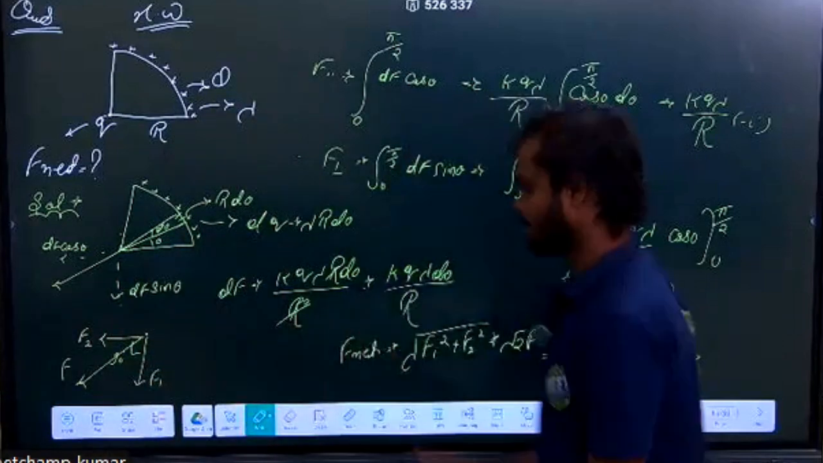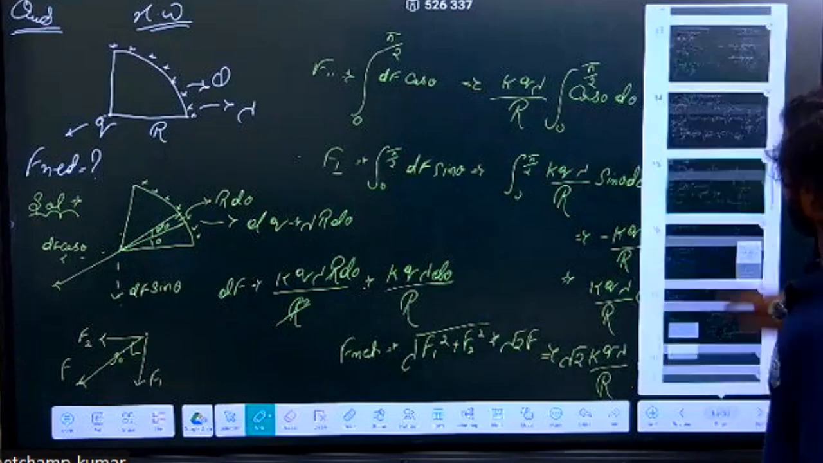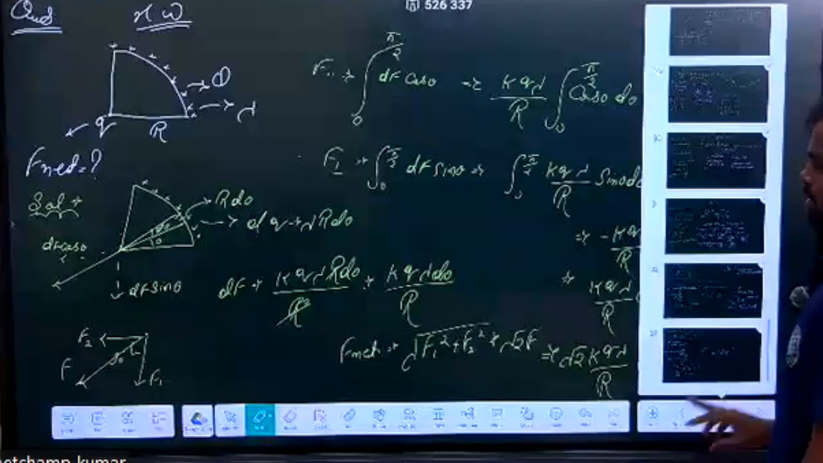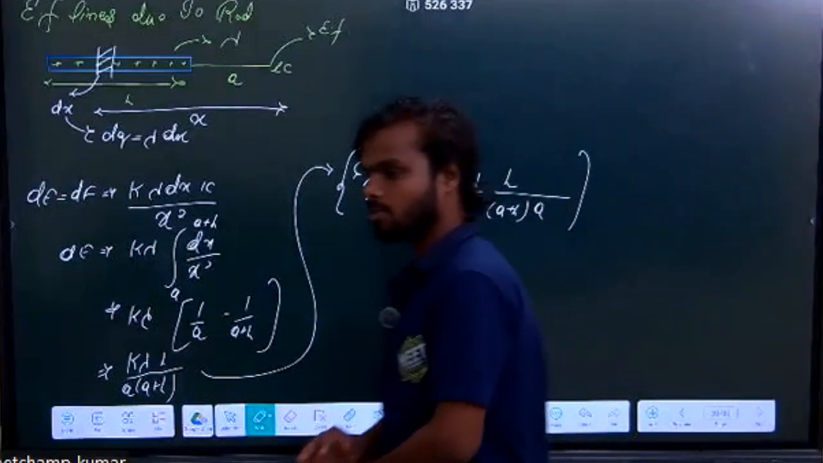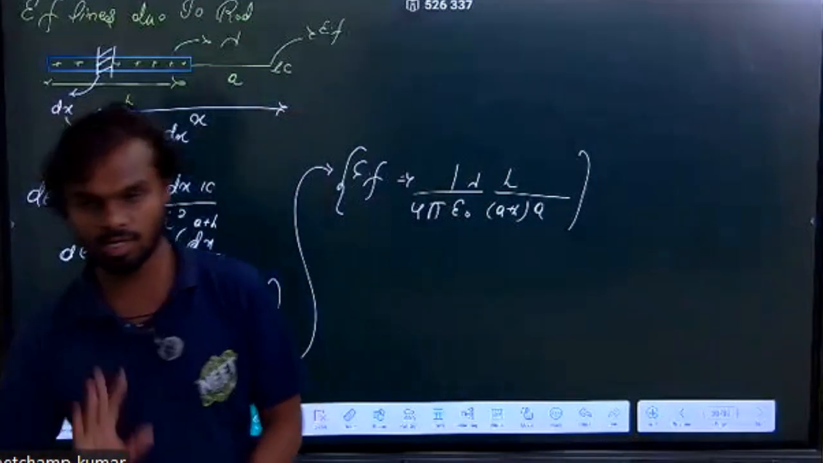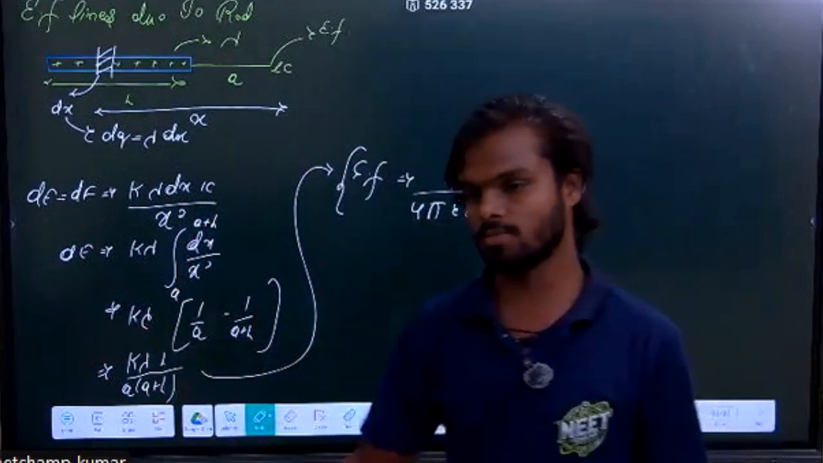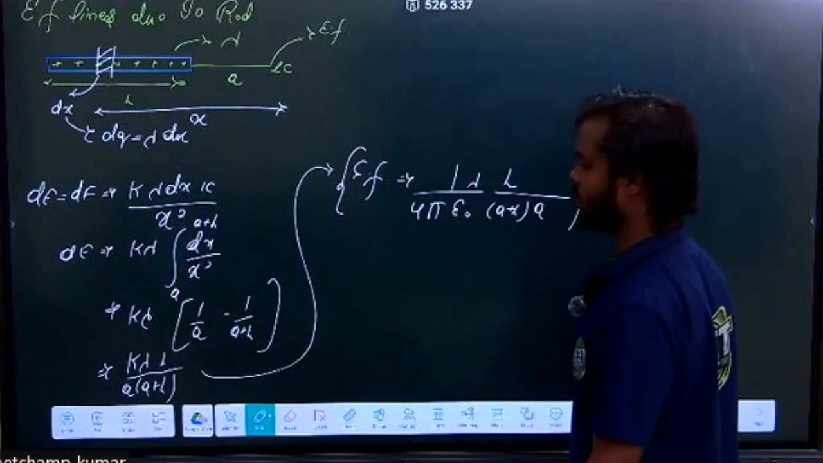Is it clear? Is it clear to everyone? Yes, sir. There is nothing new you are learning. You are learning the same thing. You are just applying the same integration and everything we have seen earlier. We are just replacing q by 1 coulomb. Simple. That is a simple thing we have done.